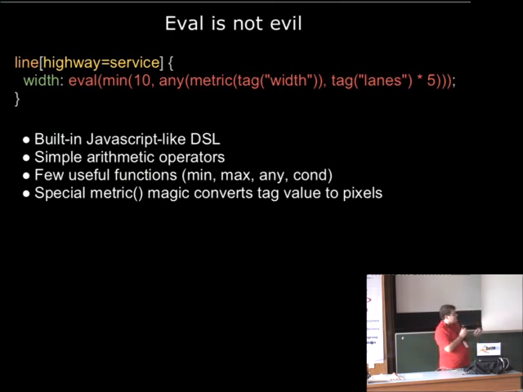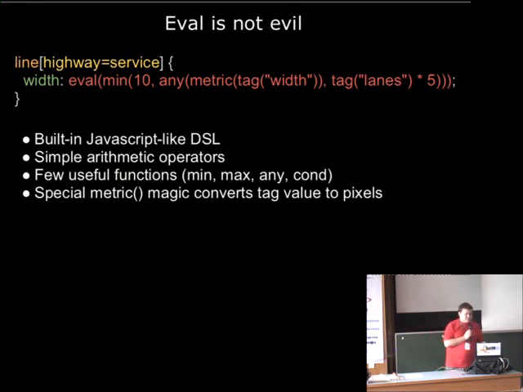The metric function converts any value of the tag to pixels. So you can specify line width, highway width in 3 meters or 10 feet or 2000 inches and so on. It will be automatically converted to pixels according to the current map scale. So it allows you to create map styles based on real physical world properties, like number of lanes, widths of the streets, and so on.